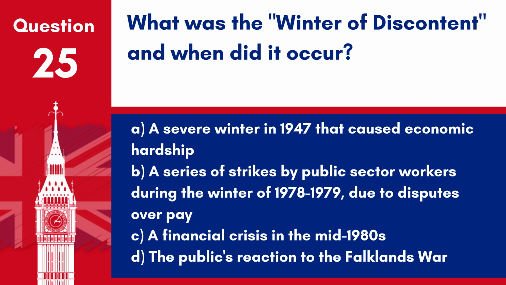Question 25. What was the Winter of Discontent and when did it occur? A. A severe winter in 1947 that caused economic hardship. B. A series of strikes by public sector workers during the winter of 1978 to 1979 due to disputes over pay. C. A financial crisis in the mid-1980s. D. The public's reaction to the Falklands War.